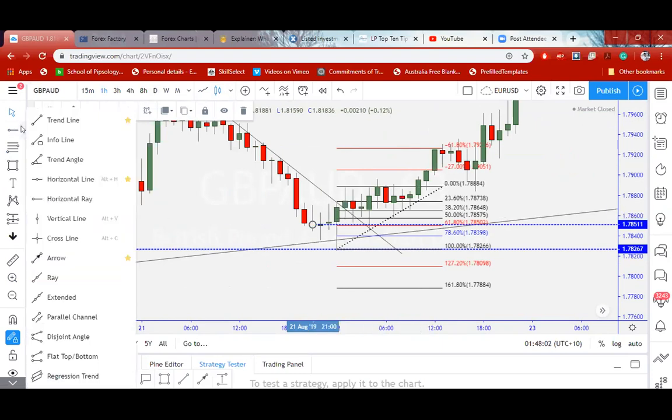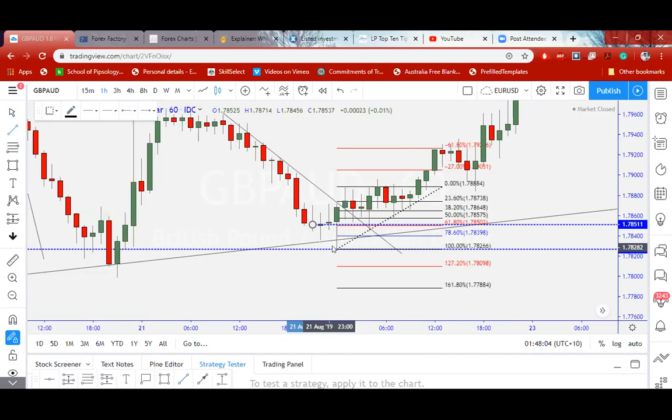So maybe we can draw another trend line like this if we miss the entry that way. You can also find another pattern. What is that? Bullish. Yes. Fibo. Where do you need to put the Fibo?